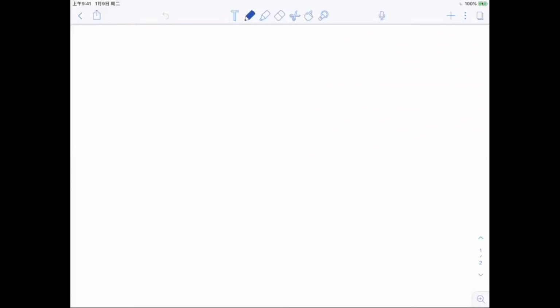Today, we're going to review the things we have learned last week. The first thing is inner product. This is a concept directly generalized from vector space. So let's review that in vector space.